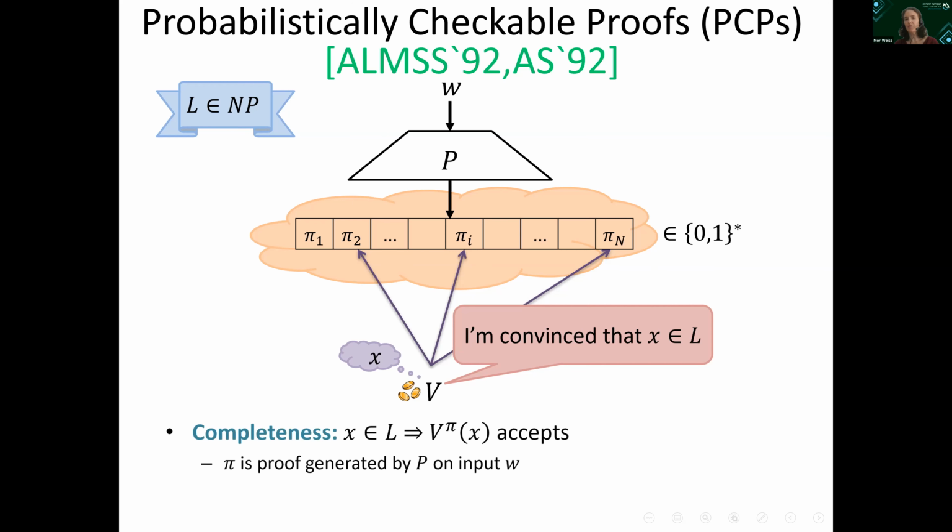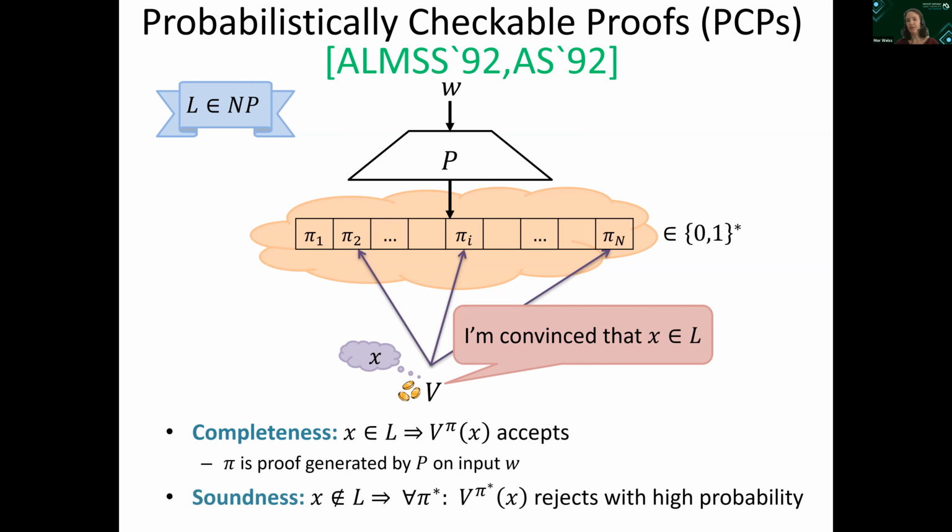And we're guaranteed that if the input is in the language, then the verifier would accept it given an honestly generated proof, one that was generated by the efficient prover given the NP witness. And we also have a soundness guarantee, meaning that if the input is not in the language, then the verifier would reject it with high probability, regardless of the purported proof that it got.